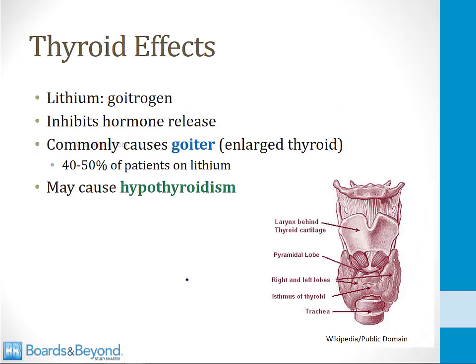Patients who take lithium for long periods of time are at risk for thyroid problems. Lithium is a goitrogen, and I discuss goitrogens in the endocrine section in the videos on thyroid abnormalities. Goitrogens are substances that inhibit the release of thyroid hormone from the thyroid gland. For this reason, the thyroid gland is stimulated to produce more hormone, and this commonly causes a goiter, which is an enlarged thyroid.